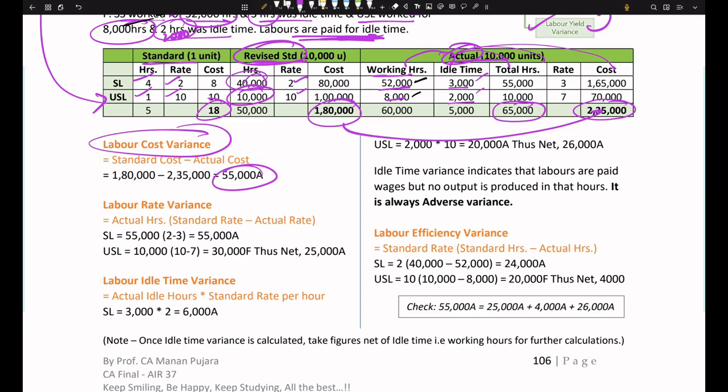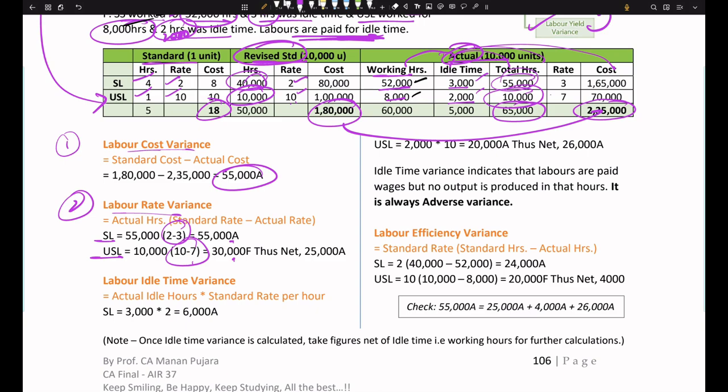The second is labor rate variance. It is a change in the rate. We will first calculate for the skilled labor, then unskilled labor. For the skilled labor, the rate change is 2 and 3, and for the unskilled it is 10 and 7. So one is favorable and the other is adverse, because actual is less there, so that it is favorable. We will multiply by actual hours, because we have to see the rate difference, not the hours difference here.